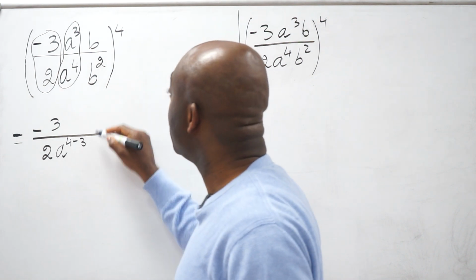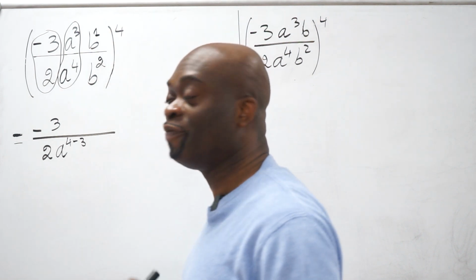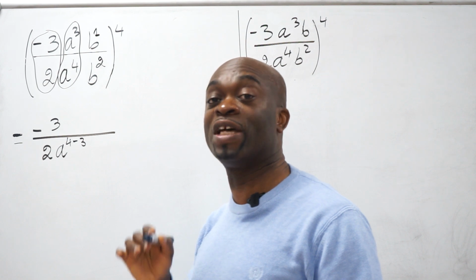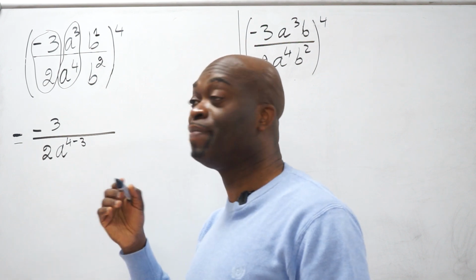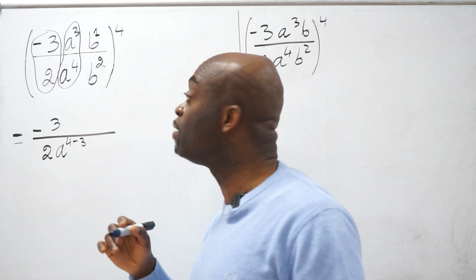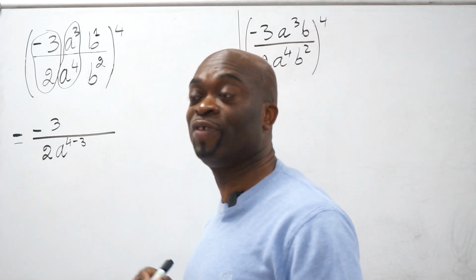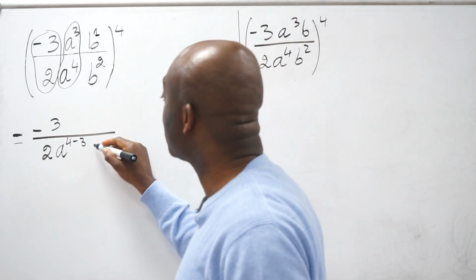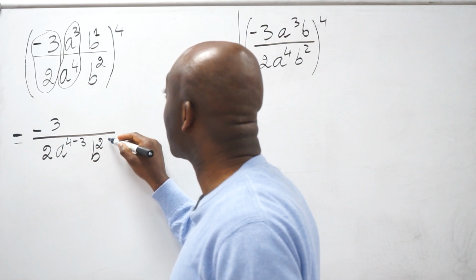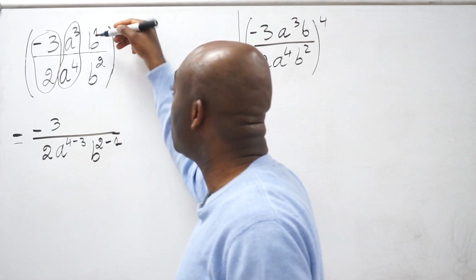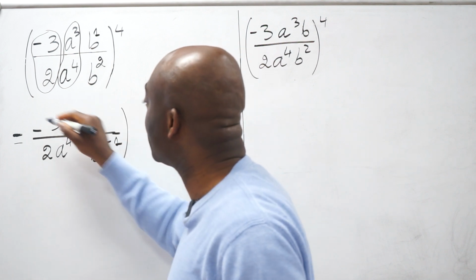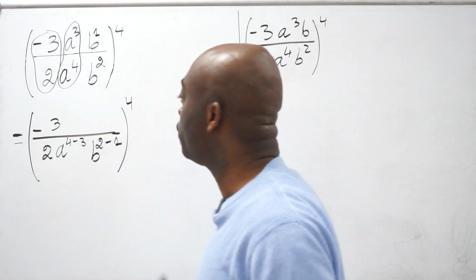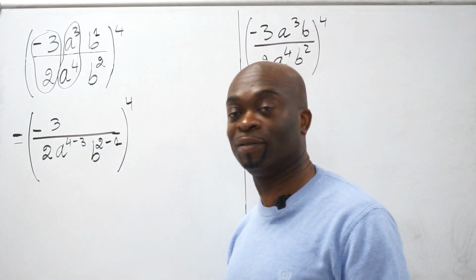So what about b? For b, there's an invisible 1 there, always, all right? If there's no power for any base, whether the base is a, b, c, d, x, y, z, whatever you name it, there's always an invisible 1 there. So what's going to happen? That would be b second power minus 1, because the 1 is coming down because that's smaller than the 2. And what do we have then after that? We have the fourth power back, all right?